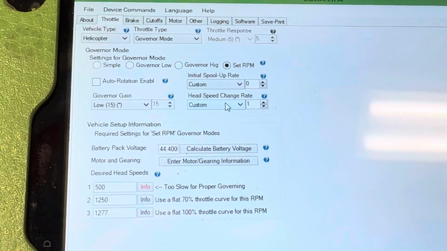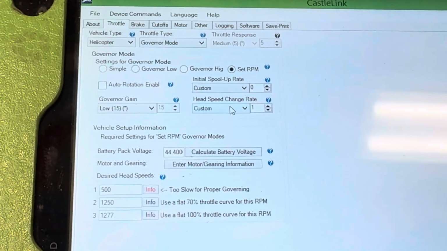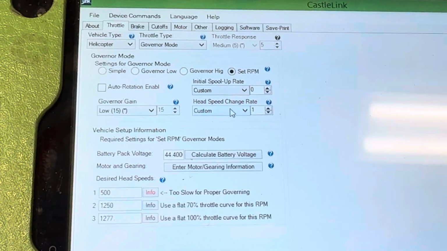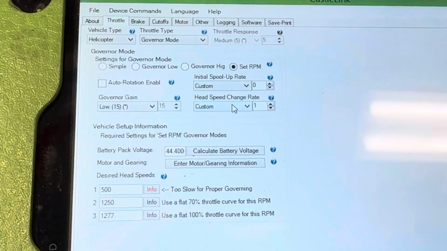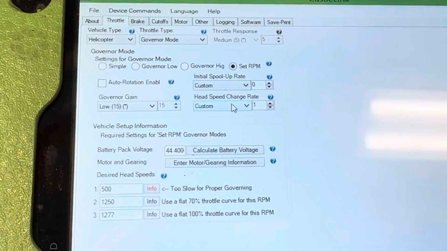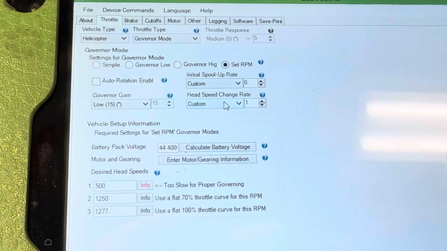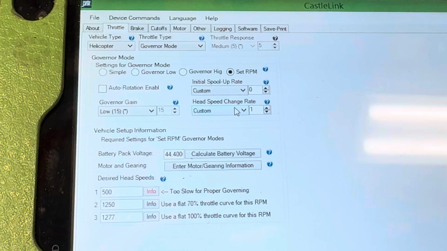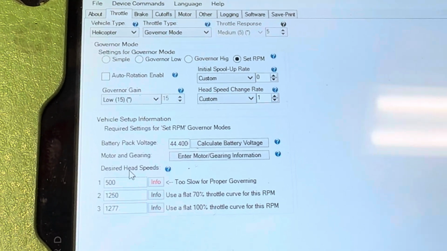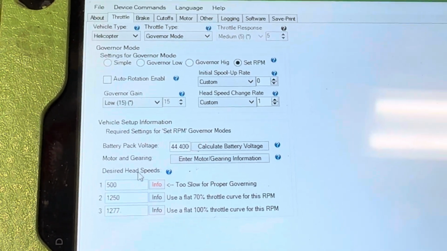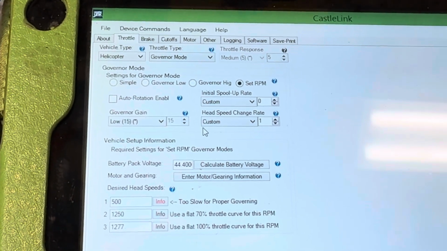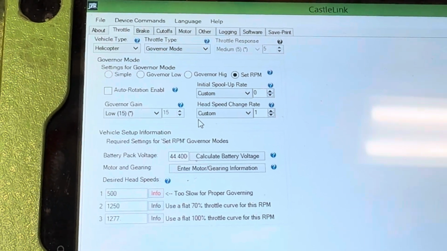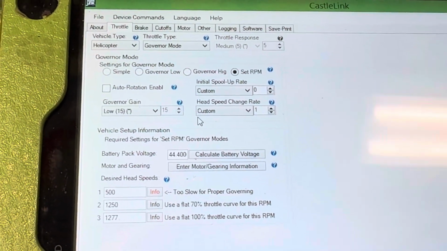What this change rate does, if you have it enabled for auto rotation, it will spool your blades back up rather quickly, which is what you want if you're trying to bail out of a bad auto rotation. We don't auto rotate these things, so we use it for the change rate between the 500 RPM and the 1250. So this is how I have it all set up on all of my electric helicopters. All of them. They're all like this.